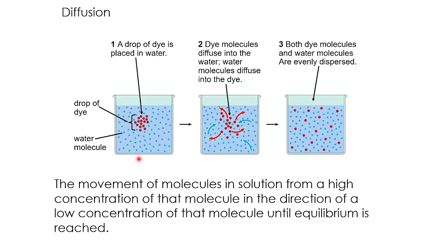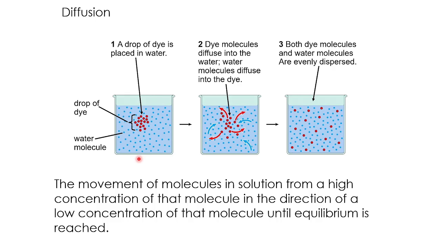Then you have the energy-consuming transport, that is active transport, and exocytosis or endocytosis. So the first one is diffusion. We know it as the movement of molecules in solution from a high concentration of that molecule in the direction of the low concentration of that molecule until equilibrium is reached. So that is simple diffusion.